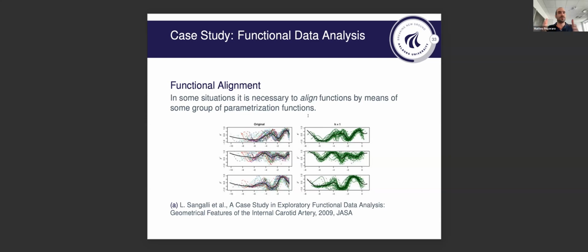Usually statisticians select some group of parameterization functions and try to align those functions by changing their parameterization, like squishing or enlarging the domain, trying to maximize the pairwise similarities between those functions. For instance, here you can see that going from left to right, the functions oscillate more in a similar fashion on the right. The group of functions has a more similar oscillating pattern on the right compared to the left. And so the statisticians change the parameterization of those functions and then carry out their analysis on the reparametrized functions.